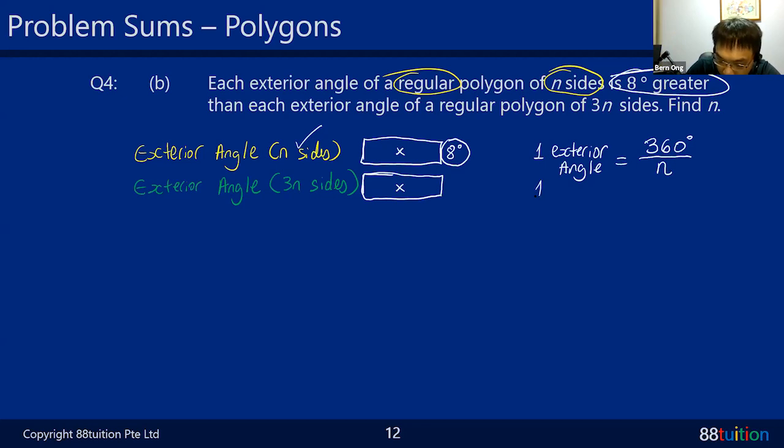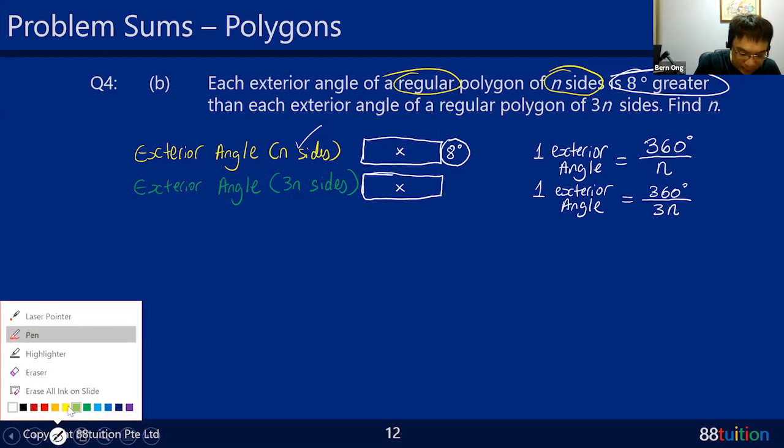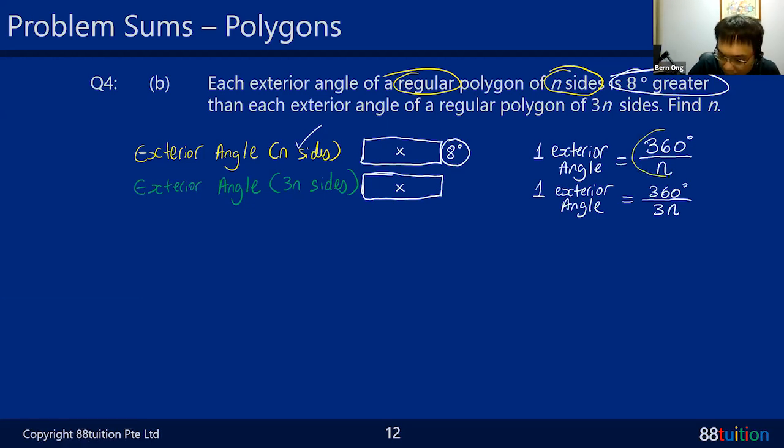So how about the next one? One exterior angle in the second one is equal to what? 360 divided by what? 3n sides. Can you see now? So what's the difference here? What's the difference between the yellow? This is the yellow, which represents here. And this is the green, which represents what? Here.